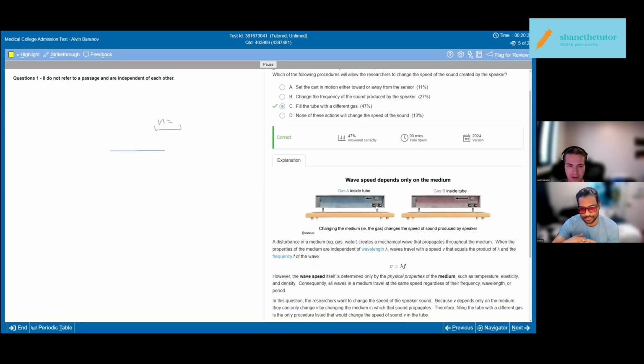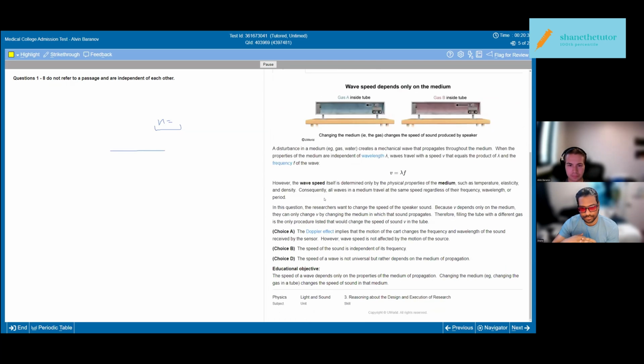Sound is a pressure wave, right? Yeah, pressure waves.